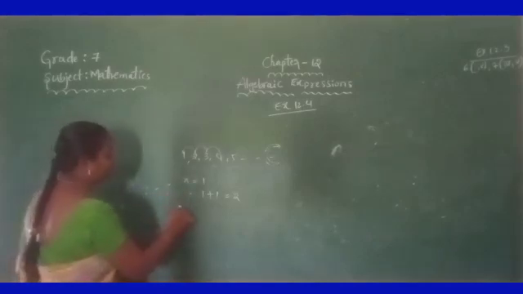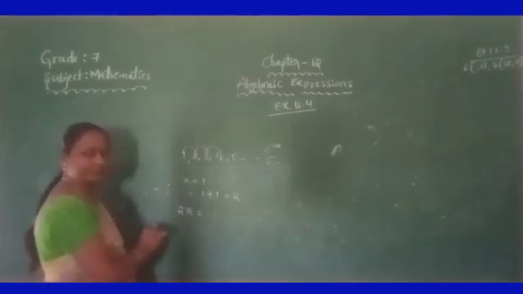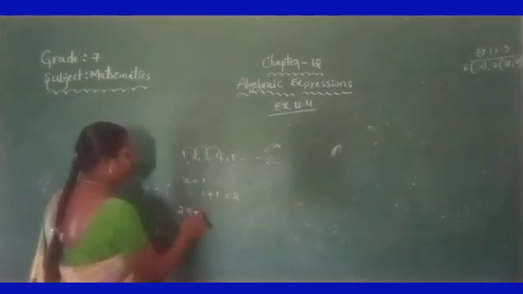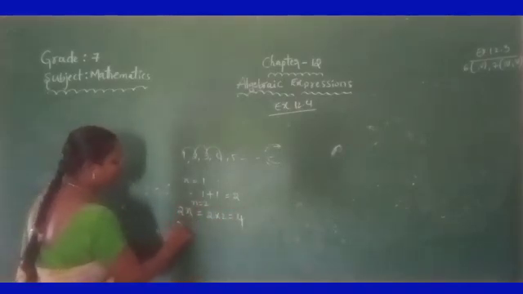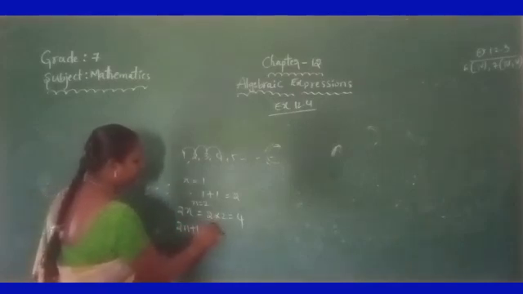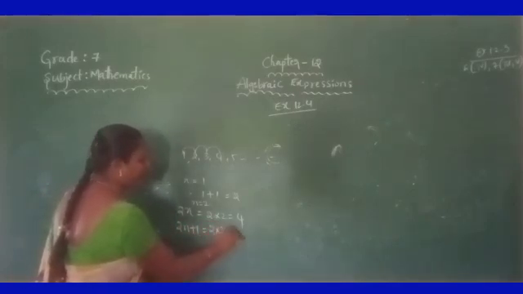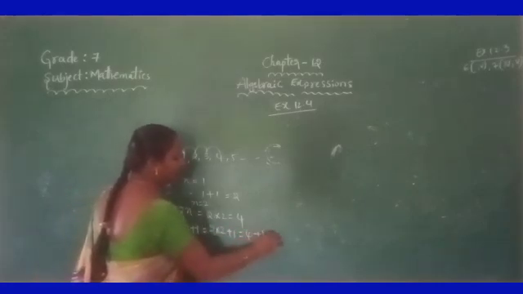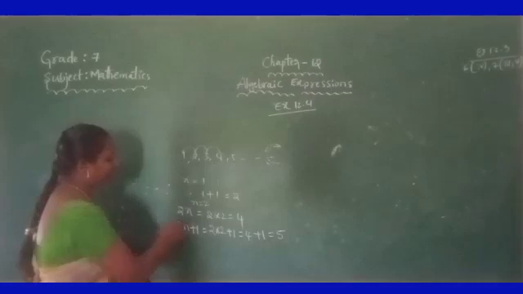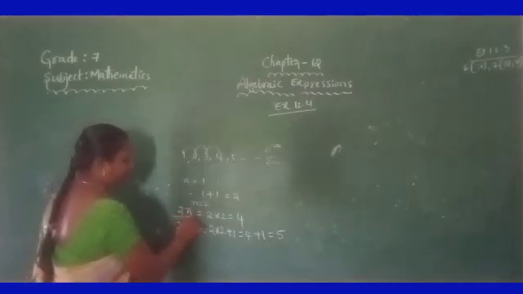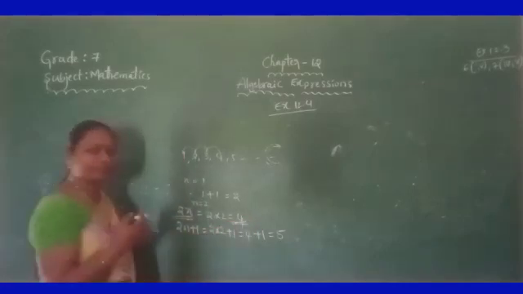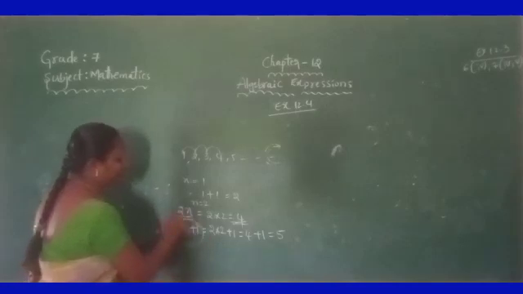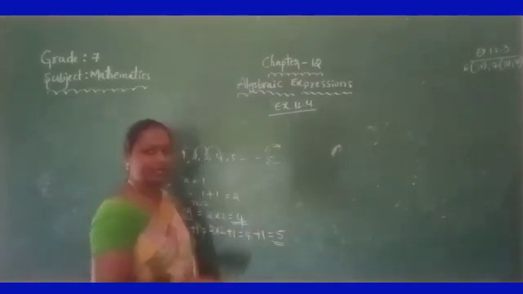Similarly, suppose 2n, take n value equal to 2. You will get 2 into 2 is equal to 4. The successor of this, 2n plus 1, that is 2 into 2 plus 1, 2 twos are 4, 4 plus 1 is equal to 5. So if you take 2n, it will give an even number. If you add 1 to the given value, you get an odd number.